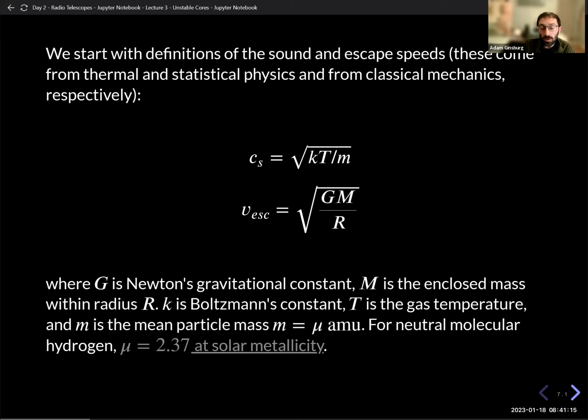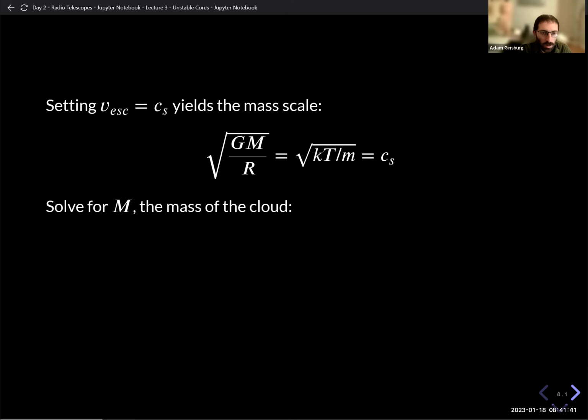All right, so what we do is we then set these two quantities, the escape speed and the sound speed, equal. And that's saying that on average, particles will be bound to the cloud at this scale. So we just set those equal: square root of G capital M over R equals square root of kT over lowercase m. And we just solve for M, the mass of the cloud. That's simply square both sides, move R over G to the right, and we have M equals R over G times kT over m. Or if we want it in terms of the sound speed, we just have M equals R c_s squared over G.